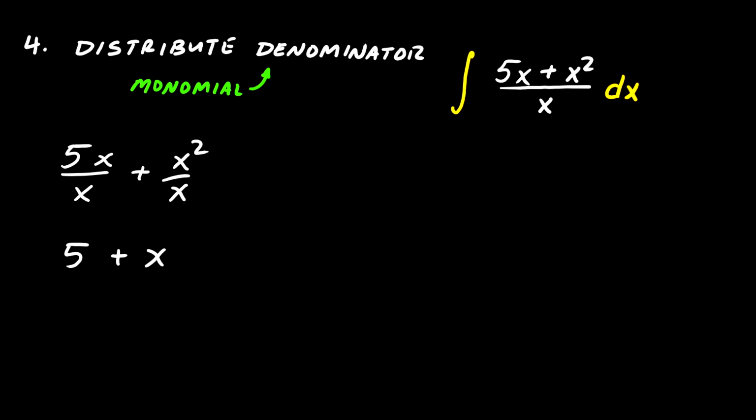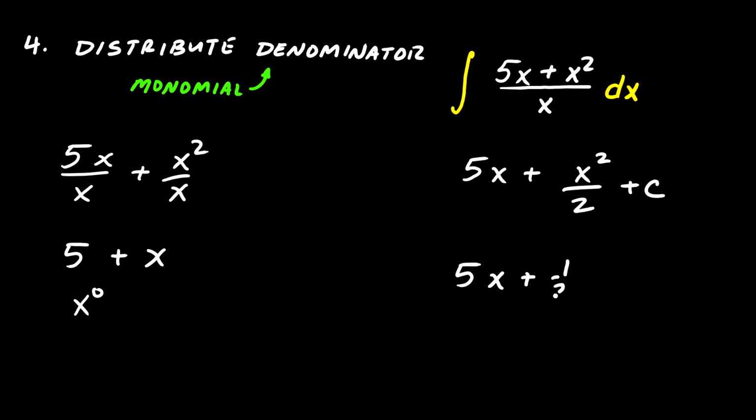Now for 5, we don't see an x there. We should know that 5 is the same as 5x to the 0, so we can do that. Really, you can consider this x to the 0 when you're raising the power. And then the x, raised a power higher, is x squared divided by 2, plus c. You may recognize this is just a quadratic, but I'll keep it in this form anyhow. And we have our answer.